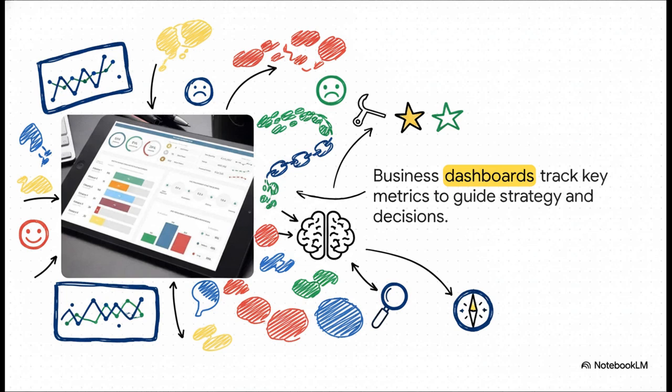Let's start with business. Dashboards like this are basically the command center for modern companies. They pull in just massive amounts of data, sales figures, supply chain info, customer feedback, and they put it all in one clear view. A manager can just glance at this and immediately see, hey, wait a minute, sales are up in this region, but our customer satisfaction is dropping. What is going on there? It just lets them make smarter decisions faster.